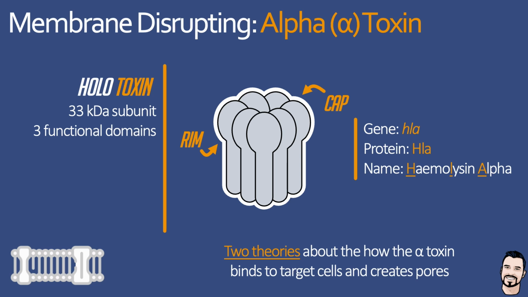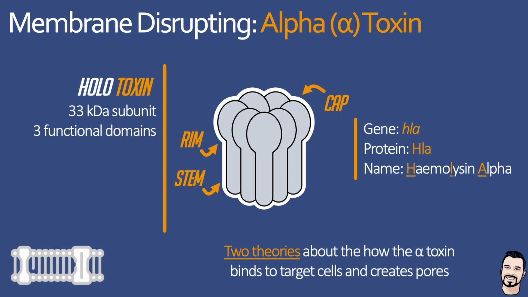Beneath this lies the rim domain, which mediates interactions with the host cell membrane, including binding to membrane lipids and host cell receptors. And these interactions are essential for correct positioning of the toxin prior to membrane insertion. And finally, we have the stem domain, which undergoes a major conformational change during pore formation. And that is because when these monomers are produced, the stem domain is actually folded away and only extends outwards as the oligomerization process happens.